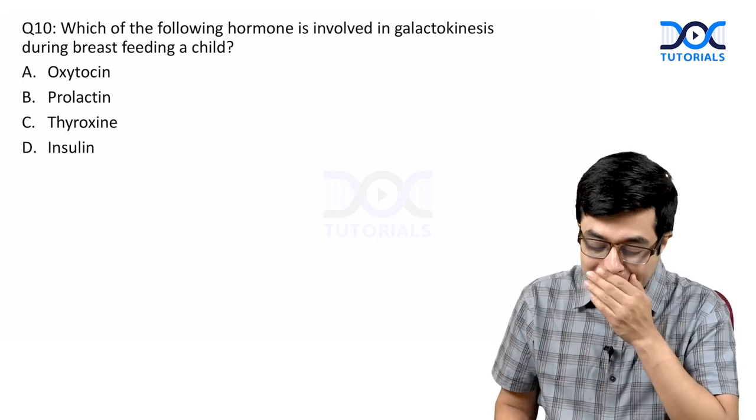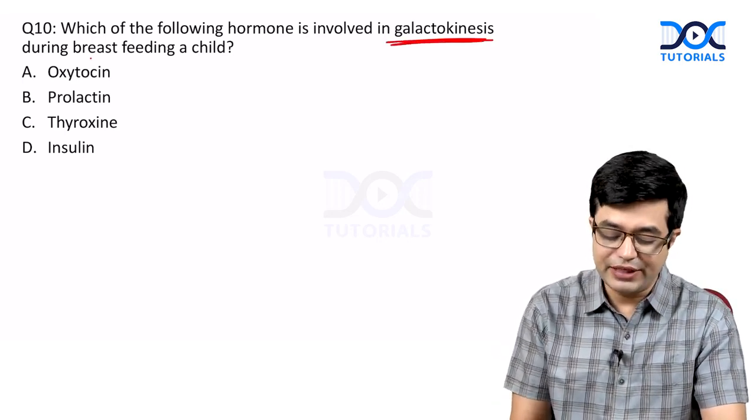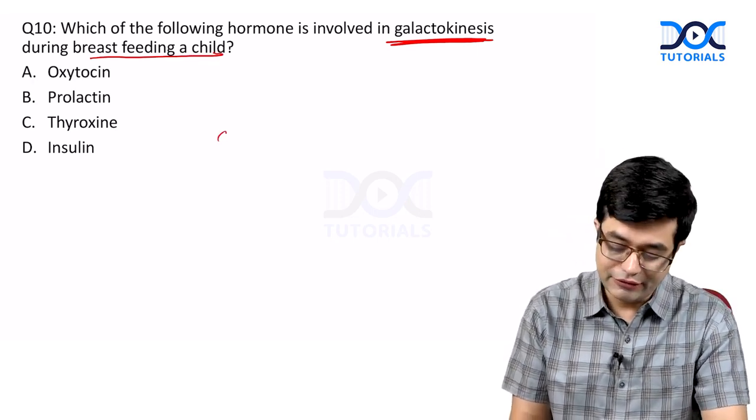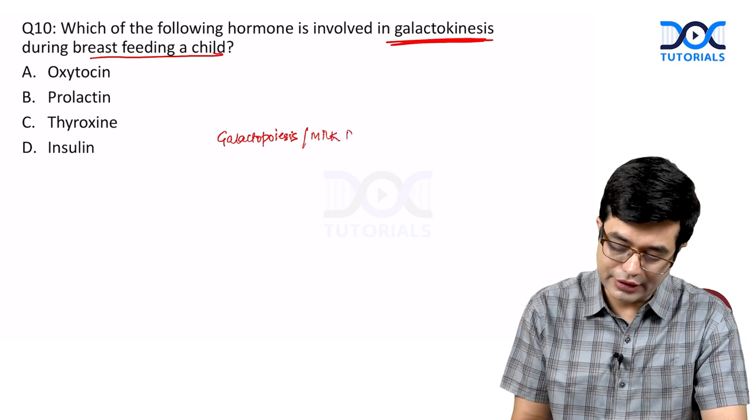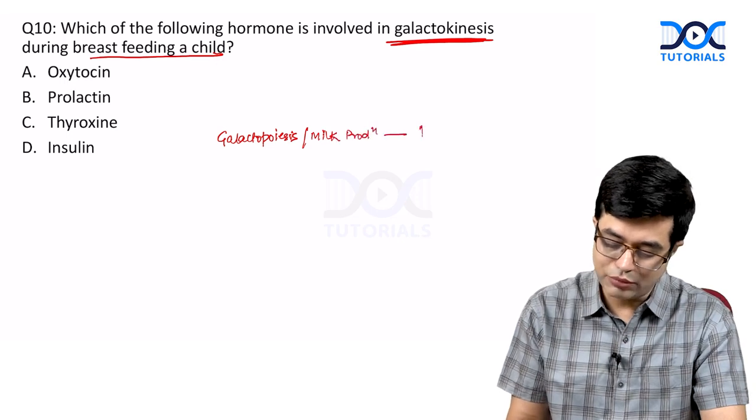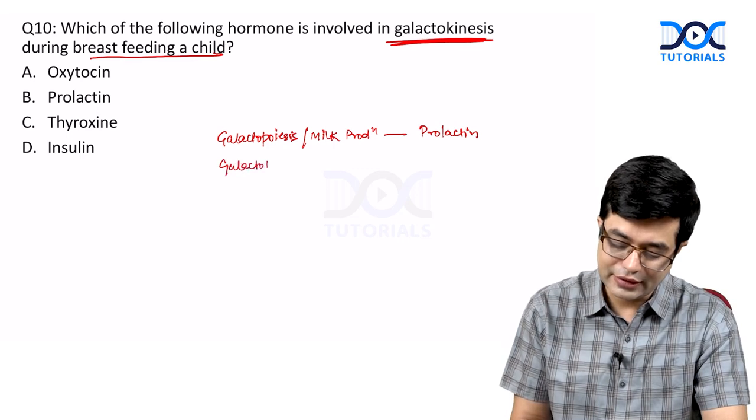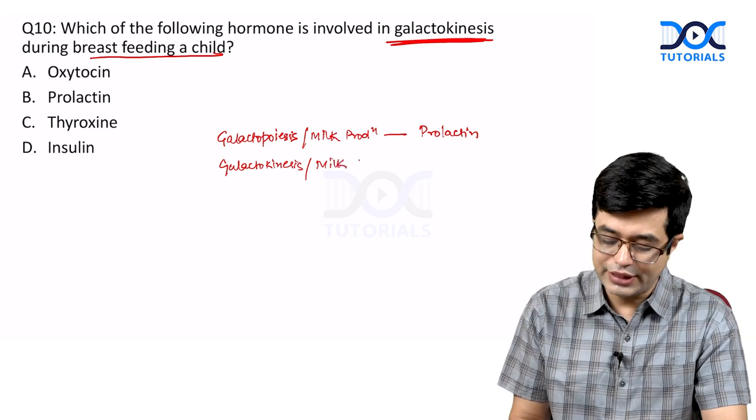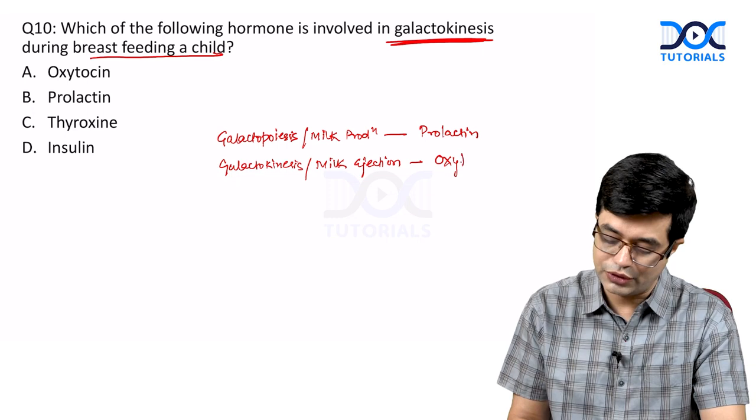Question number 10. Which of the following hormones is involved in galactokinesis during breastfeeding in a child? Now there are two parts, milk production and secretion. We have galactopoiesis, that is production. Galactopoiesis or milk production is controlled by a hormone known as prolactin. On the other hand, galactokinesis is caused by active movement of the milk outside the breast through the nipple, that is milk ejection, which is produced by oxytocin.